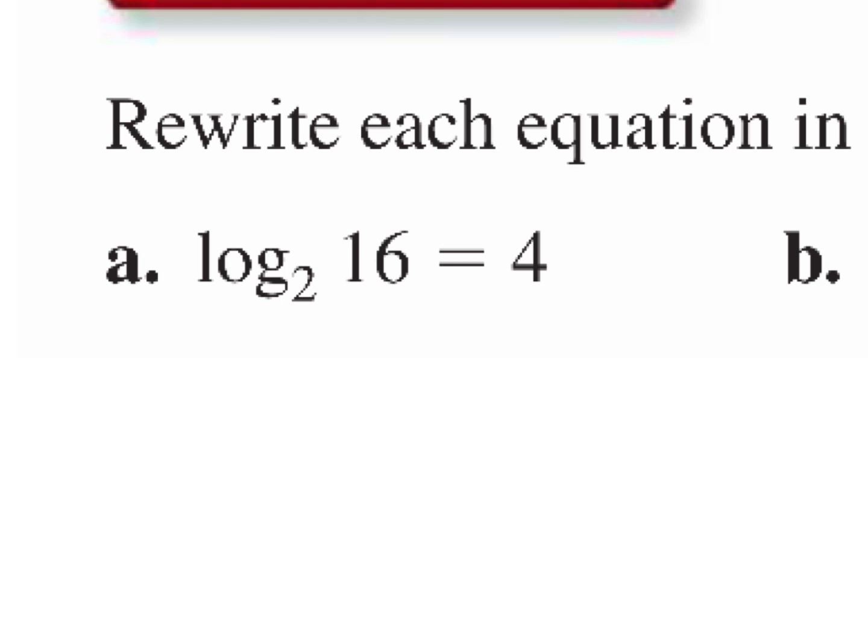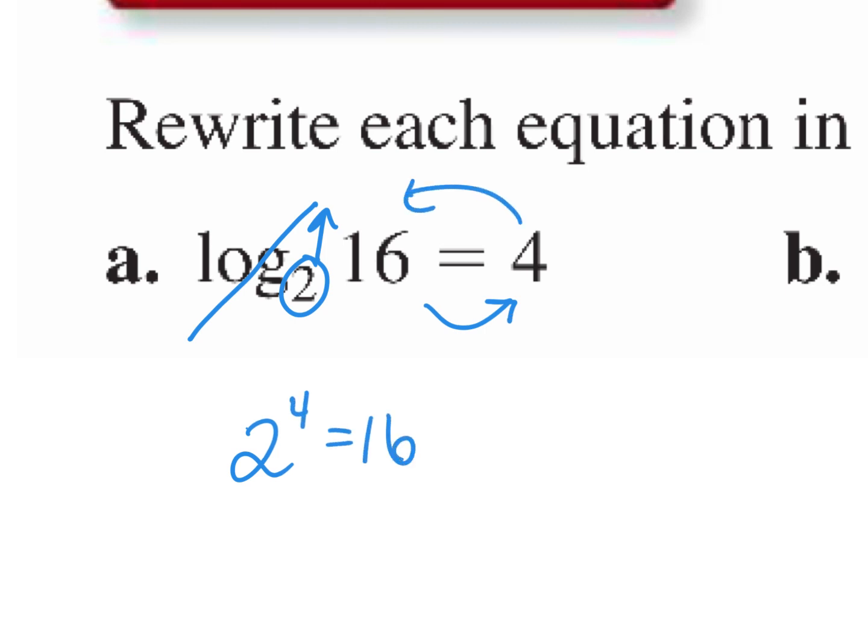Every single time we're going to do this. You're going to cross off the word log. The little number becomes your big base, so I'm going to rewrite it as 2. And then these two numbers switch spots, so the 4 becomes your exponent, equals 16. Is that a true statement? 2 to the 4th power equals 16? Yes. So every single time you start off in logarithmic, you cross off log, the little number becomes the base, and then the other numbers switch spots. Every single time, no matter if it's a fraction, if it's negative, anything like that.